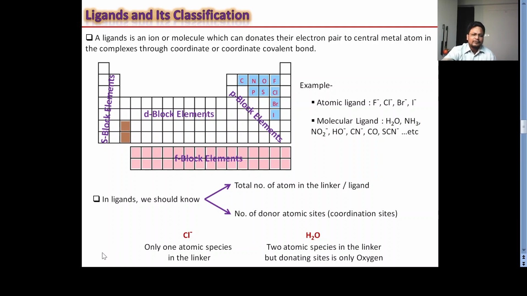Now when we talk about ligand, we must know two things, that is total number of atoms in the ligand as well as number of donor atomic sites in the ligand. Here we are discussing Cl ion, only one atomic species in the ligand, while in case of H2O there are two atomic species in the ligand, but donating site is only one, that is oxygen.